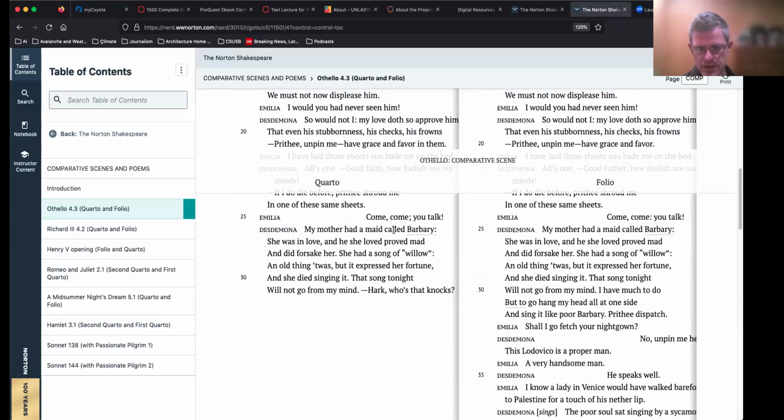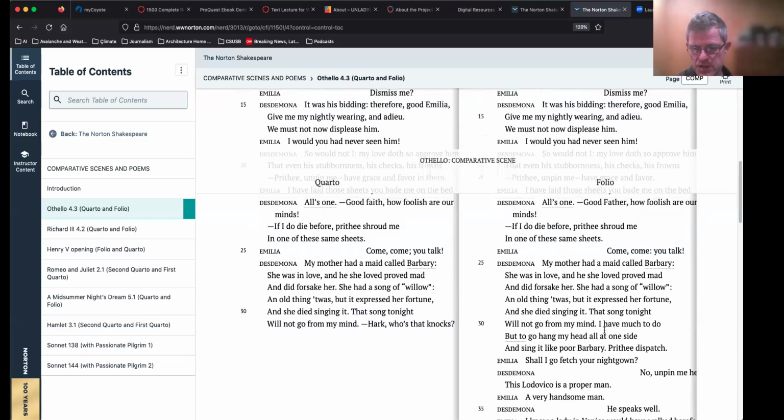Here she talks about a song that her mother's maid used to sing about being in love with a crazy person. She had a song of Willow, an old thing it was, but it expressed her fortune, and she died singing it. That song's night will not go from my mind. Of course, this is a moment of great foreshadowing where Desdemona's impending death is hanging over everything. And then she is interrupted. There's a knock on the door. So that's what happens in the quarto edition.